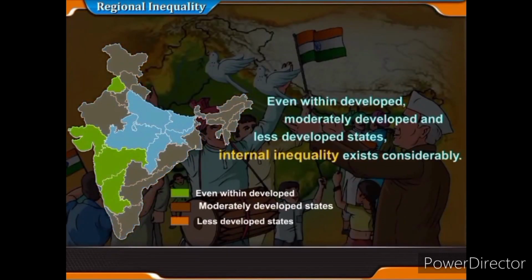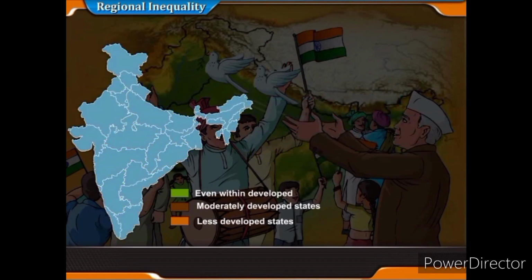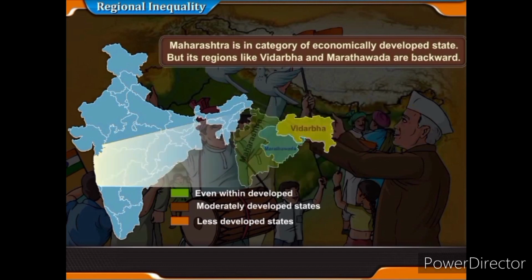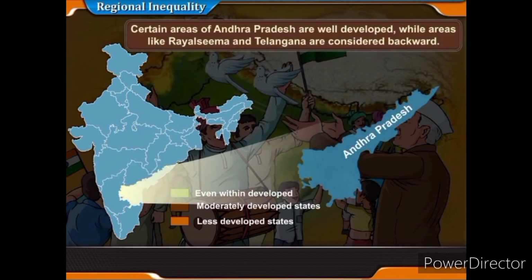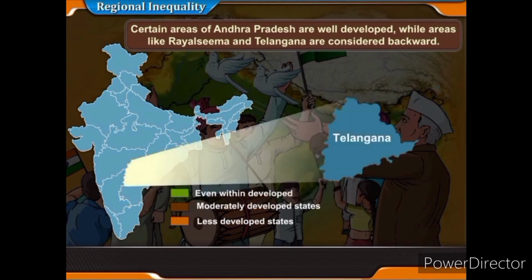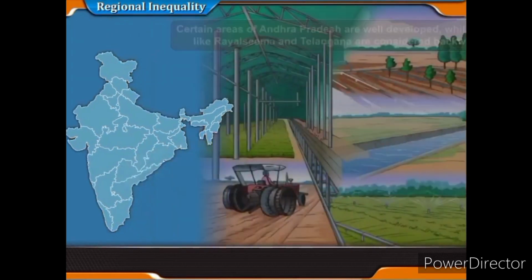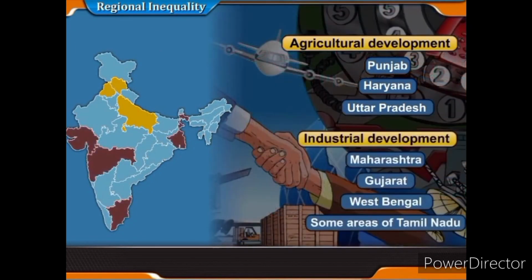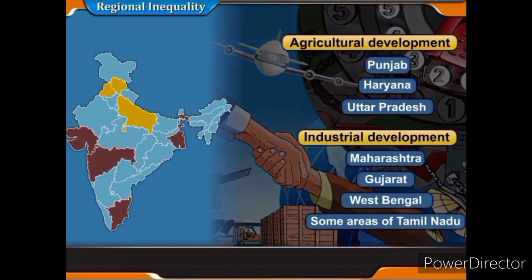Even within developed, moderately developed, and less developed states, internal inequality exists considerably. For example, Maharashtra is in the category of economically developed states, but its regions like Vidarbha and Marathwada are backward. Certain areas of Andhra Pradesh are well developed, while areas like Rayalaseema and Telangana are considered backward. Some regions are ahead in agricultural development, while some are ahead in industrial development.